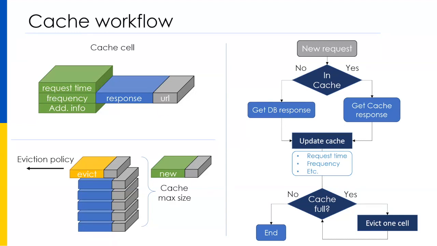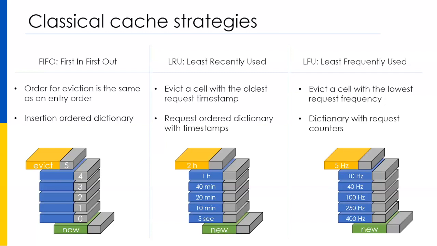So we have a new request, and it goes into the cache. If it's in the cache, we get the response from the cache. If not, we get the response from the database, and then we update our cache. Then we check if the cache is full; if so, we evict one cell. If not, the algorithm is done. So I would like to present three main strategies.